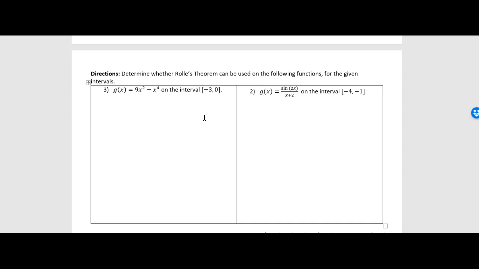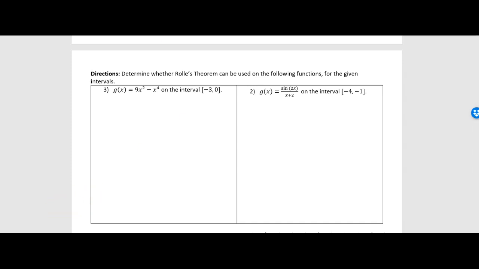Or if one of those criteria doesn't hold true, you can just say that Rolle's theorem cannot be applied because a certain criteria was not met. So pause the video, take a few minutes to work through these, see if you can identify whether Rolle's theorem is applicable or whether it is not.